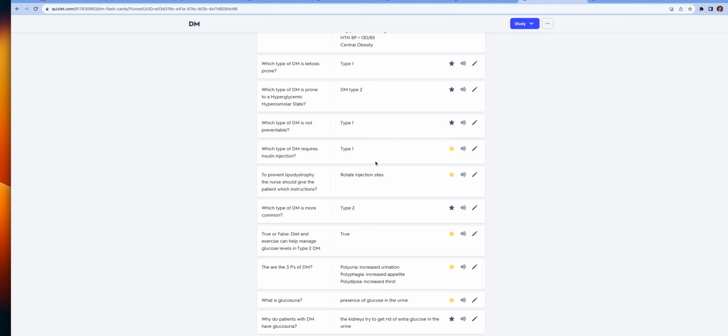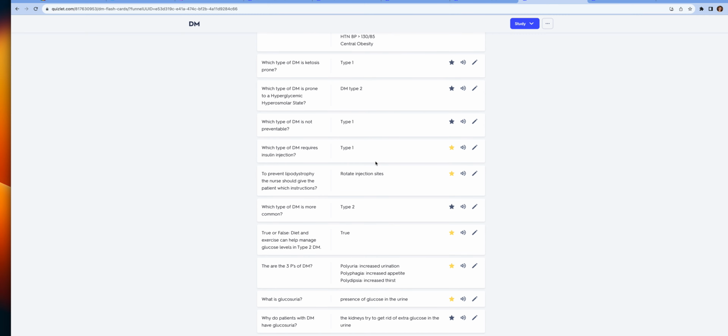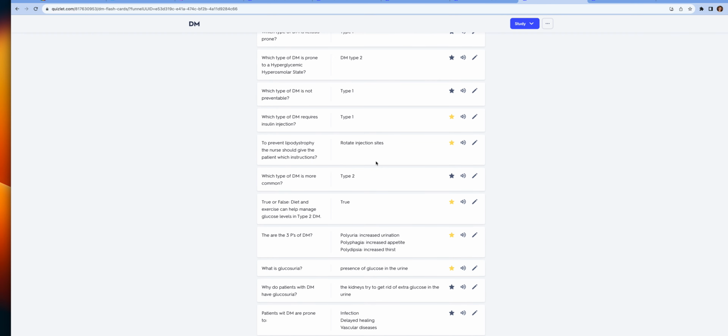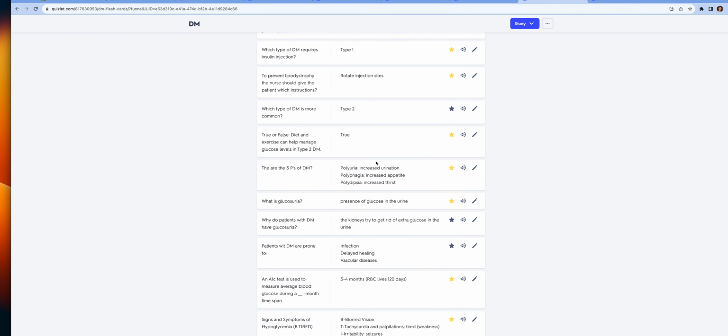Okay. Type 1 is always going to require exogenous insulin, always will need insulin. They cannot get away without having insulin, and it's not preventable. Nobody chooses to have type 1 diabetes. And I don't mean to say that type 2 is a choice, because there's a lot of factors such as the genetic and lifestyle choices that go into it. Now, when somebody is on insulin, you have to teach them to rotate the injection sites, because they're going to get lipodystrophy if they don't, and you don't want that to happen.